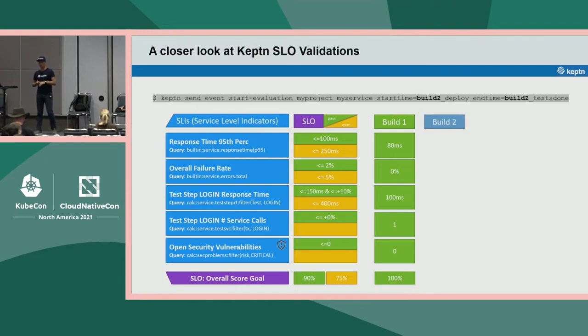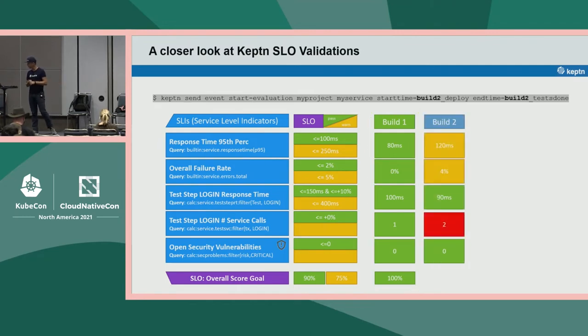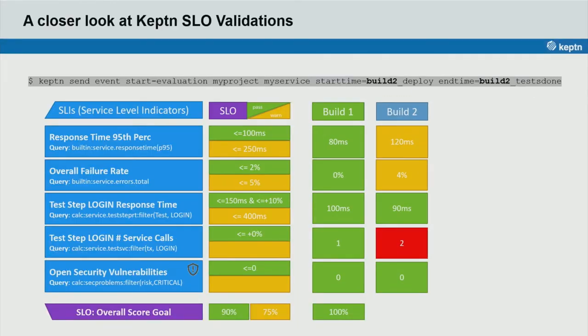Build number 2 comes along. The developer may have made some changes. What do we see? Things getting slower, plus we all of a sudden make more calls to the backend service, like a recursive call maybe, and therefore we're getting penalized.